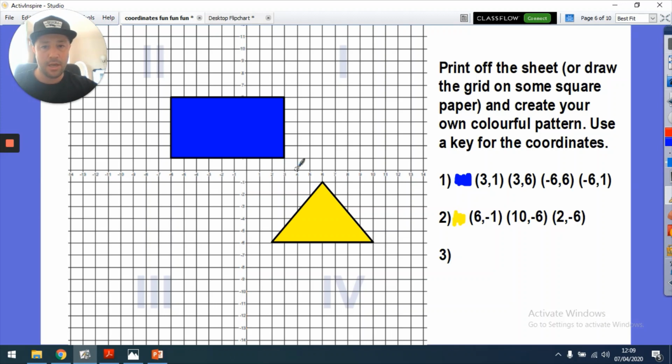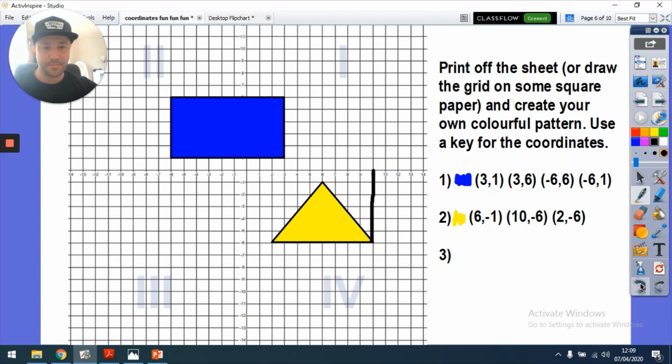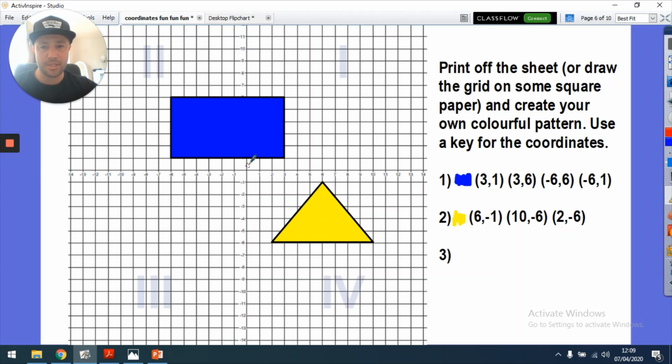So I've done my little key, done it blue because my shape is blue, and then I've done my next one, which is yellow, which is my triangle, and I've got here my first point of my triangle, 1, 2, 3, 4, 5, 6, so 6 across, and then minus 1 down. My next point is 10, so 1, 2, 3, 4, 5, 6, 7, 8, 9, 10, and then that should be 1, 2, 3, 4, 5, 6 down, so (10, -6). So you can see there, if I join it up, that's 10 there, that's minus 6 there. So I can use a ruler to do that. It's hard for me to do on the computer screen. And then my next one is positive 2, and then I'm going down 6 there, and that is my triangle.